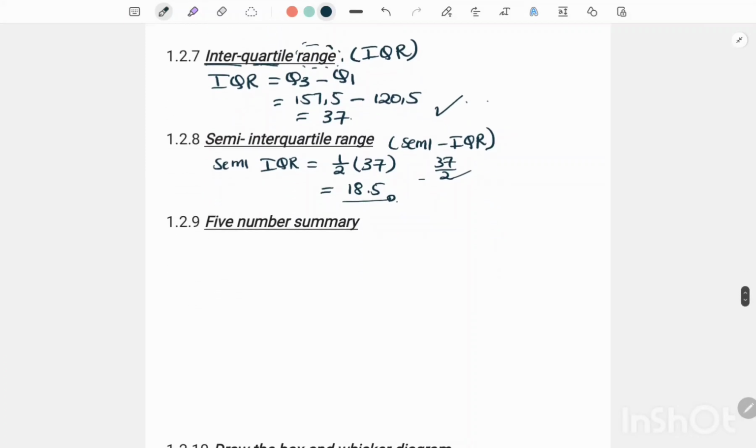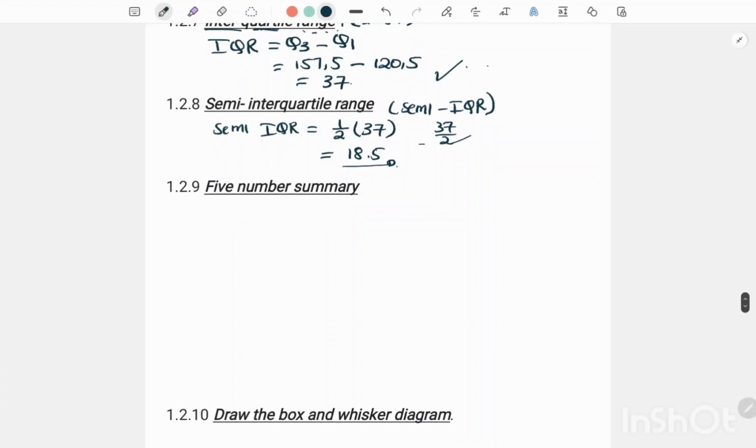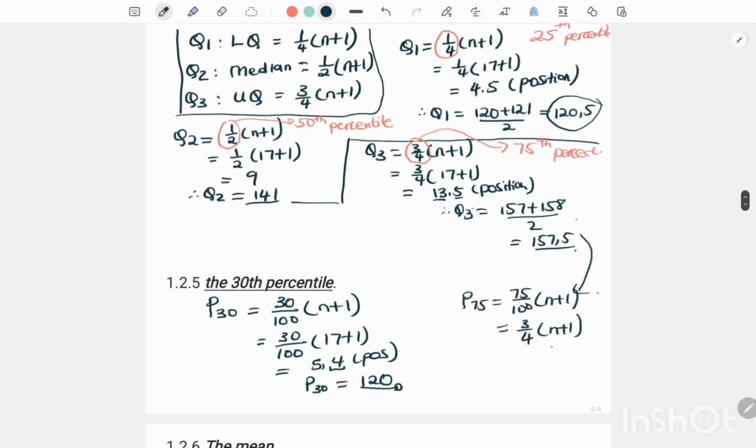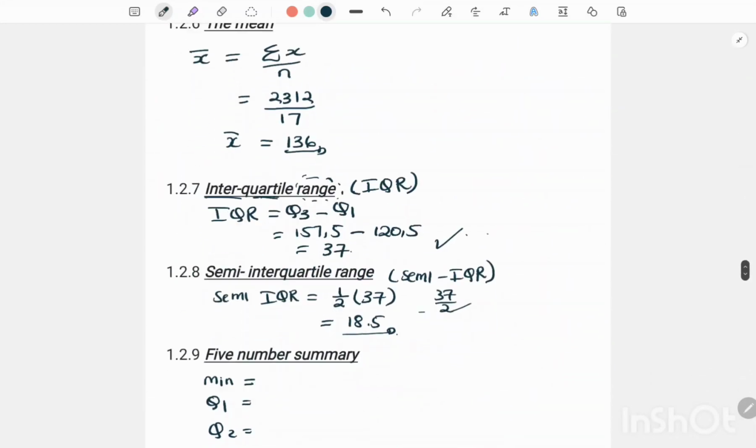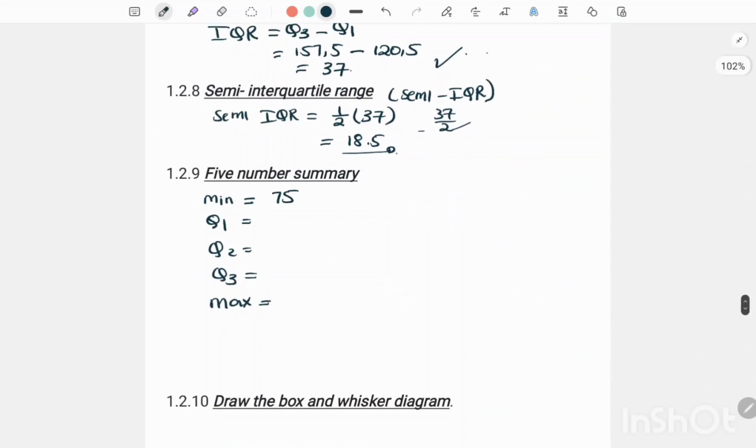Now let's move to the 5-number summary. The 5-number summary, ladies and gentlemen, requires you to know your minimum value, your Q1, your Q2, Q3 and maximum. It's very easy when you have all these things. So the minimum value was 75, I think. Yeah, 75, then the maximum is 169. So minimum is 75, maximum 169. Q1 120.5, Q2 141 and Q3 157.5. Now that is your 5-number summary.